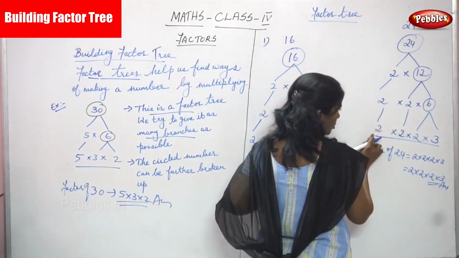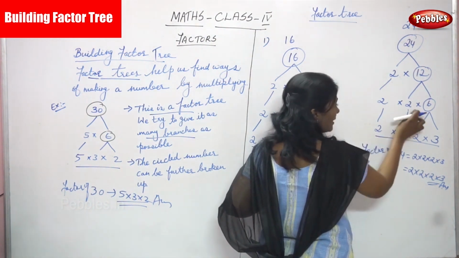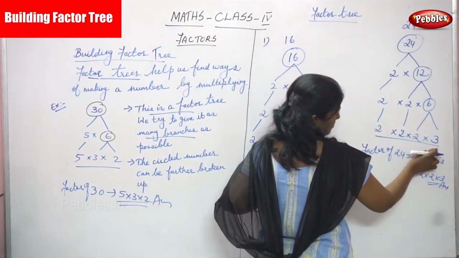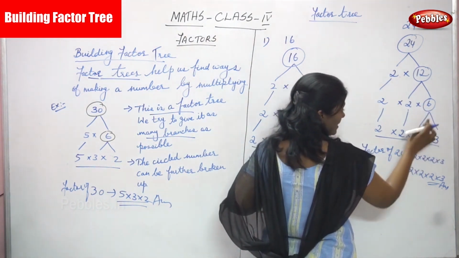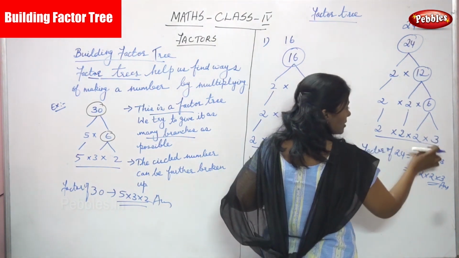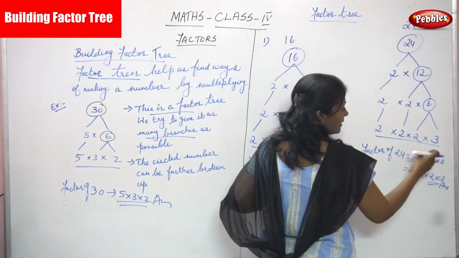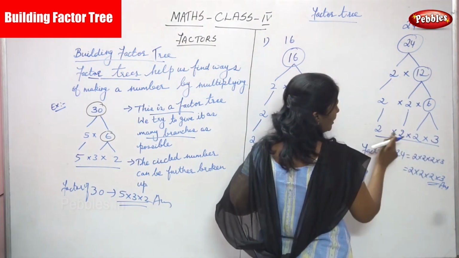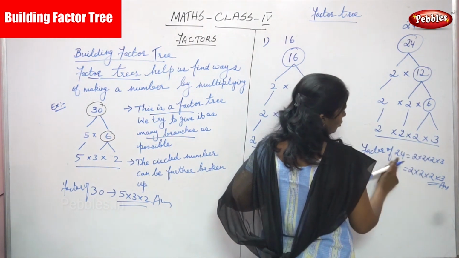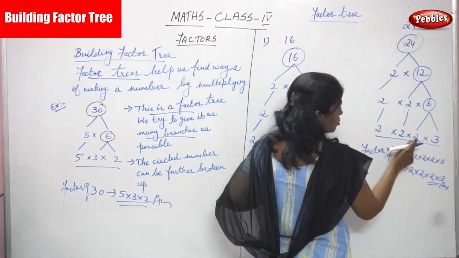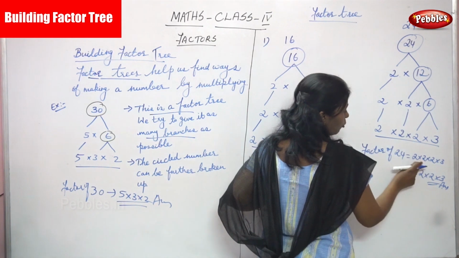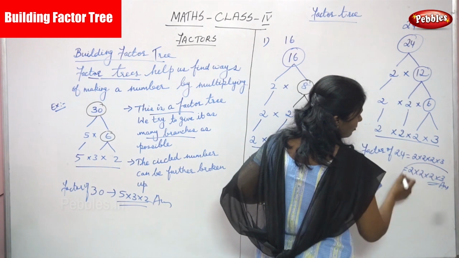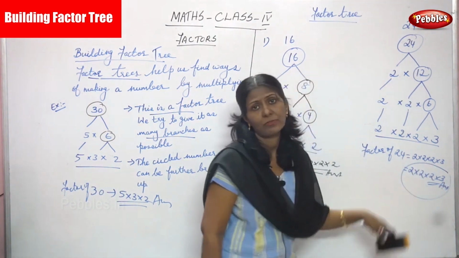So again you have to bring down the 2, multiplication symbol you have to write, bring down the 2 here, then 6 I'm going to factor, that is 2 into 3. Now if you want to circle the 3, 3 into 1, the same number comes again. So not necessary to write, you stop here. So 2 into 2 into 2 into 3. That means 2 into 2 is 4, 4 into 2 is 8, 8 into 3 is 24. The same number I have written here also. So this is the right answer for the question.